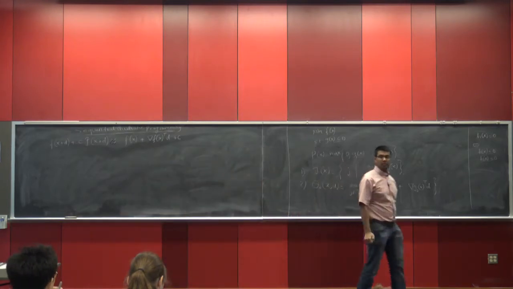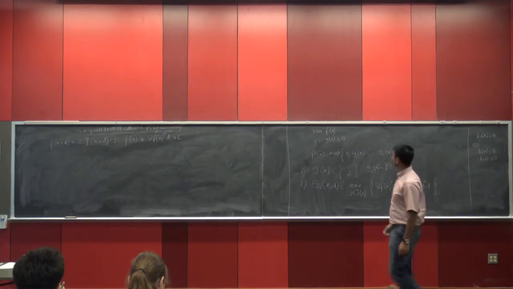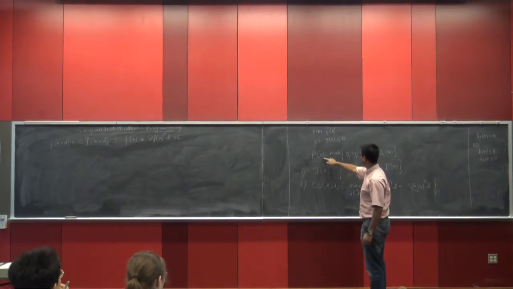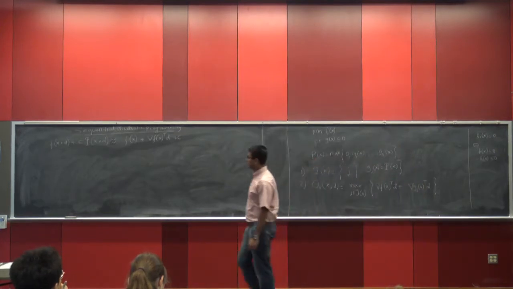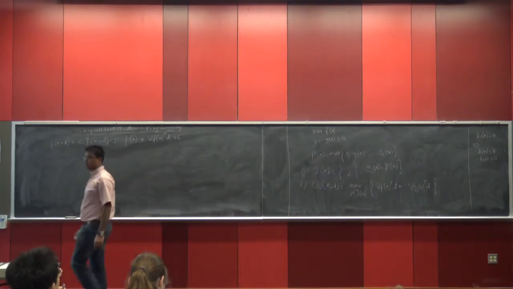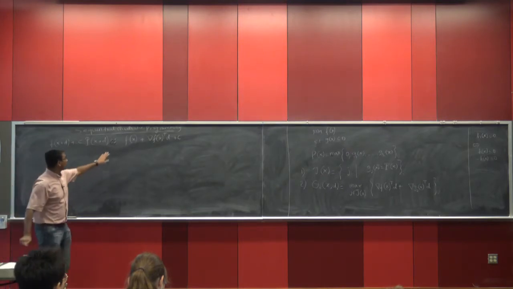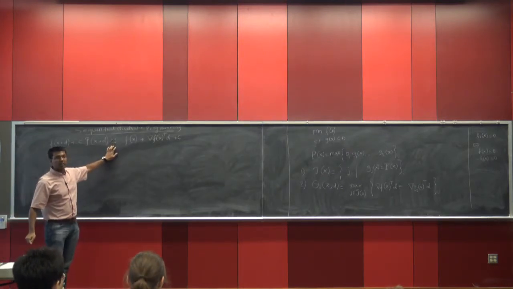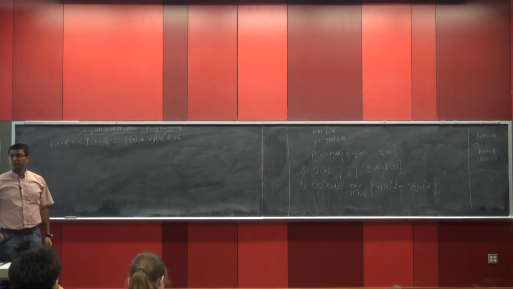Any thoughts? How would I get the first order approximation for p(x plus d)? Remember, what is p(x)? p(x) is the max of certain functions. Remember, all I want is an approximation. I don't care about the actual value.